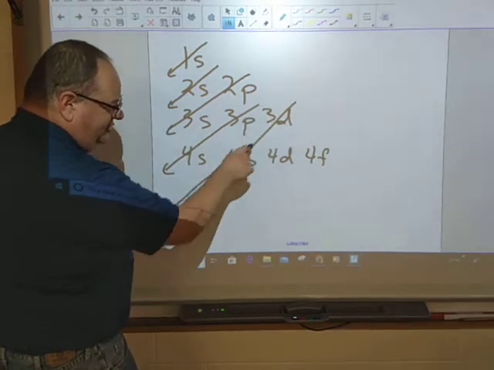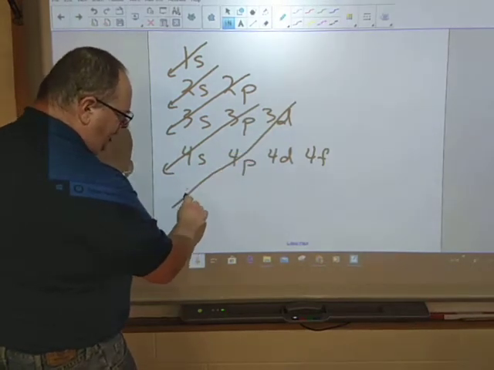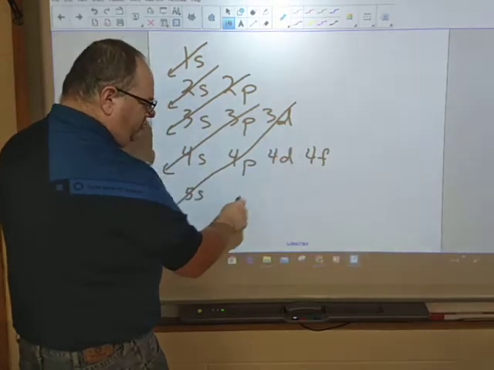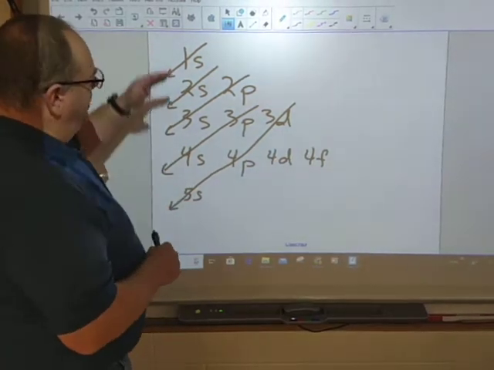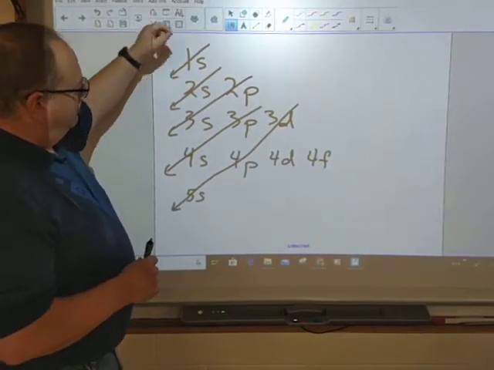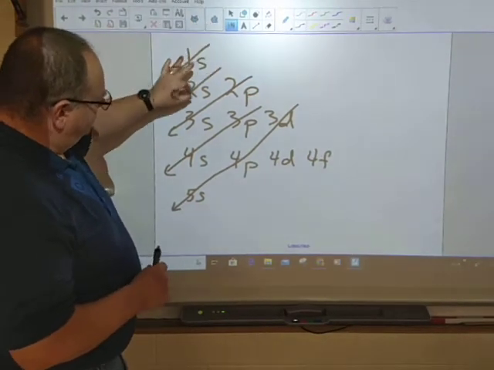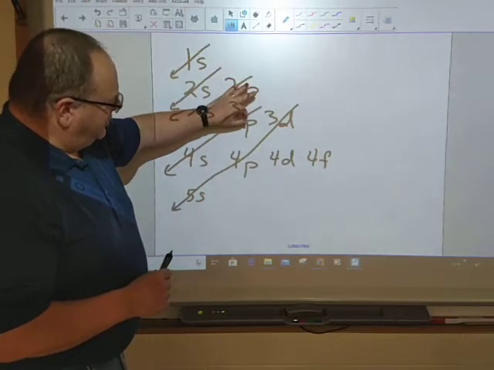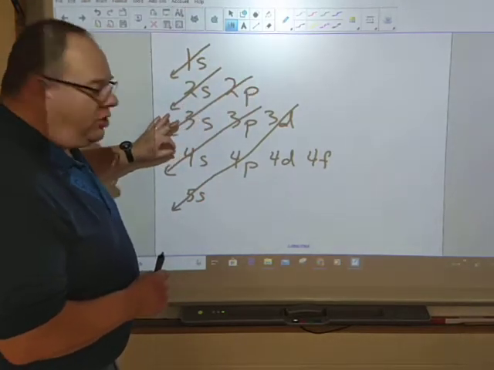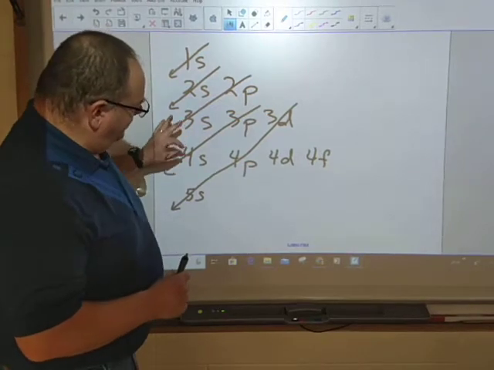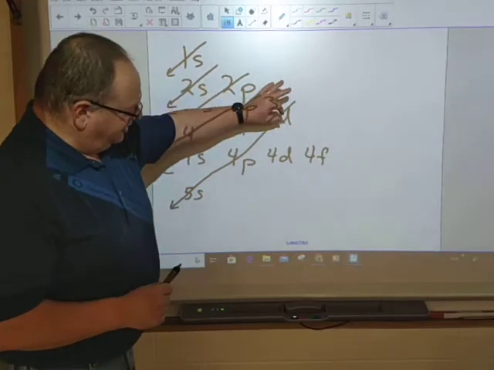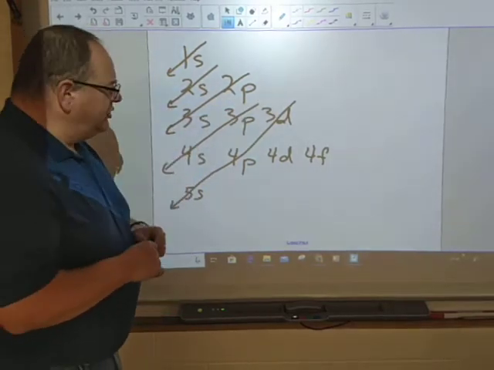So when you see this, after 4P would come 5S. Then we'd go back and start repeating. So if we follow the lines just in order: 1S, 2S, go to the next line, 2P, 3S, 3P, oh, there's that 4S sneaking in there between the P and the D on the third energy level. 3P, 4S, 3D. And so you have this written out.